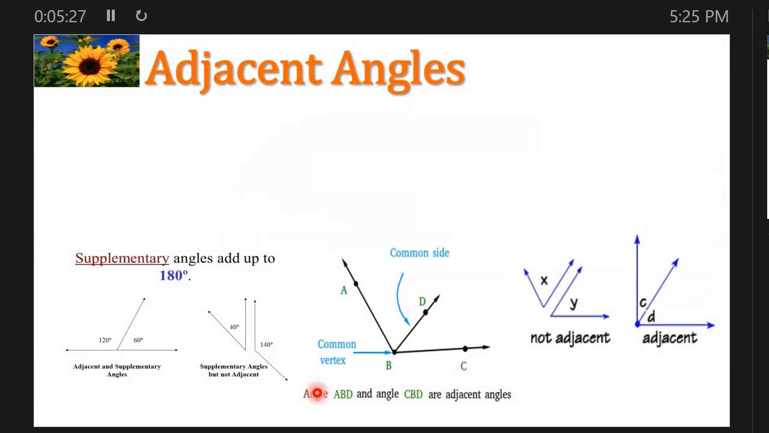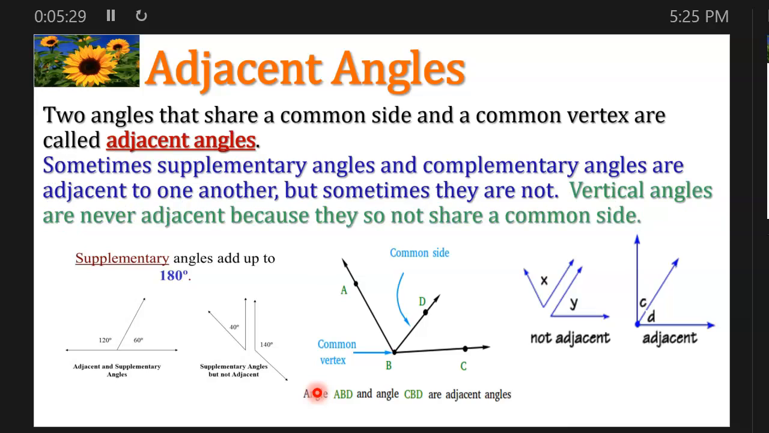Okay, so what are adjacent angles? Well, adjacent angles are 2 angles that share a common side and a common vertex. And sometimes adjacent angles are supplementary, sometimes they're complementary. They can never be vertical angles, though. Vertical angles are never adjacent to one another.